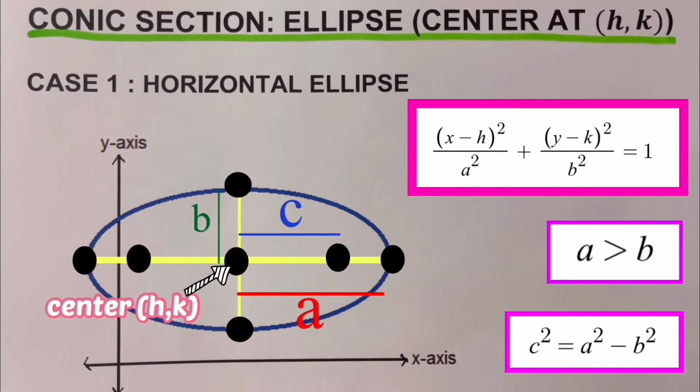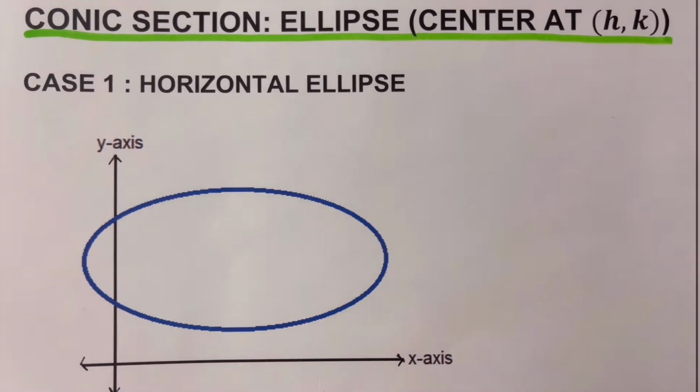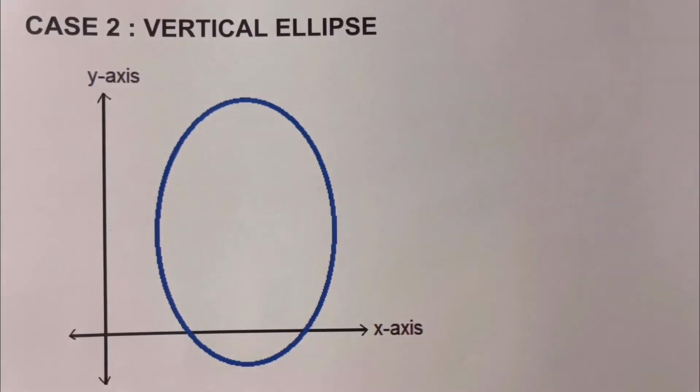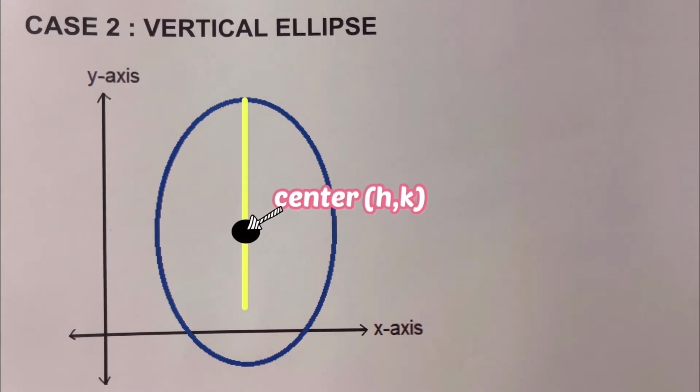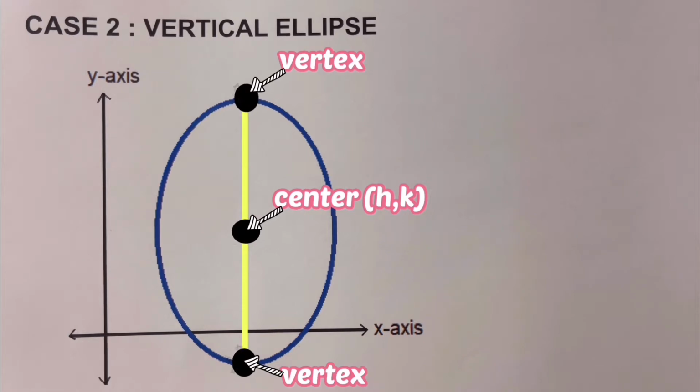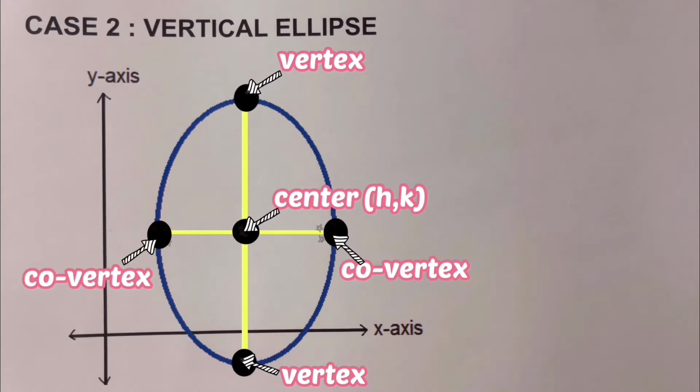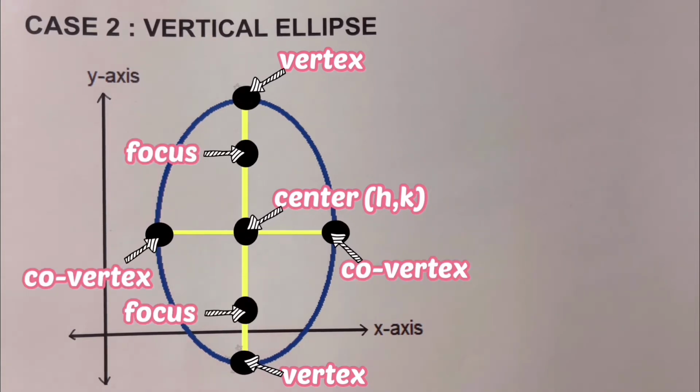Now, let's look at the second case of an ellipse. The second case of an ellipse is the vertical ellipse. We pretty much have the same parts. We have the center. We also have the major axis. We have the two vertices. We also have the minor axis. We have the two co-vertices. We also have the two foci.